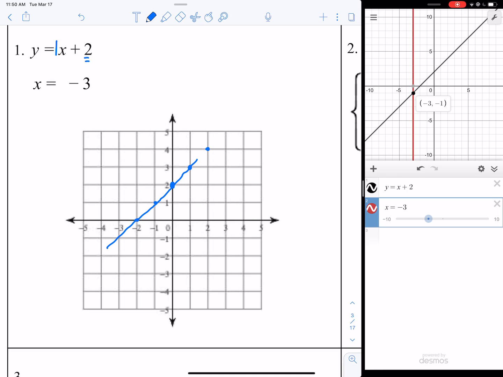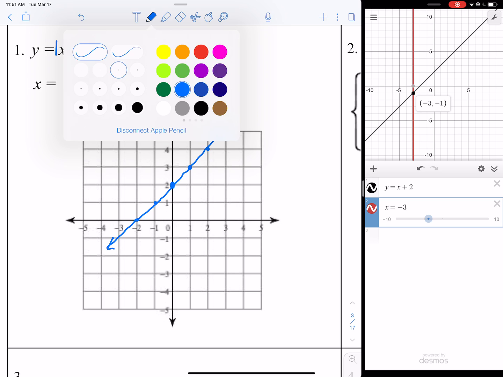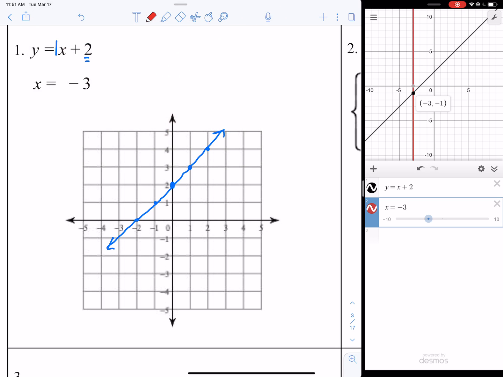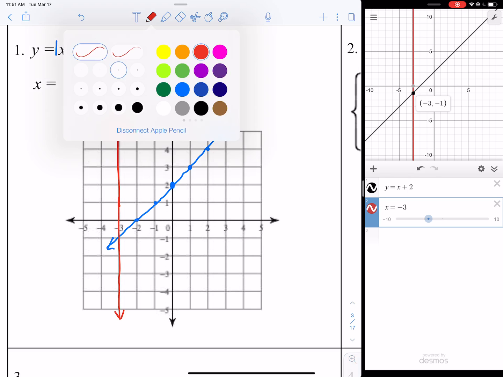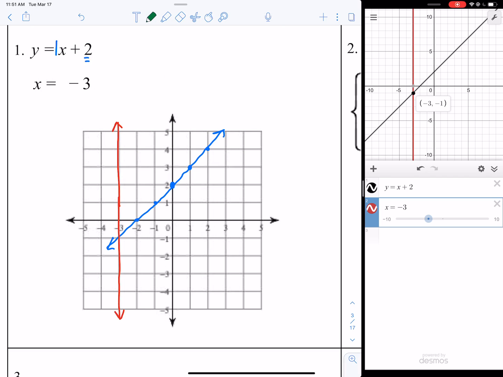Never hurts to review how to graph an equation. So I can graph that one, and then the second equation is just x equals negative 3. So you can go to x equals negative 3 and just put a nice vertical line right there. And then our solution we found with Desmos was at negative 3, negative 1.